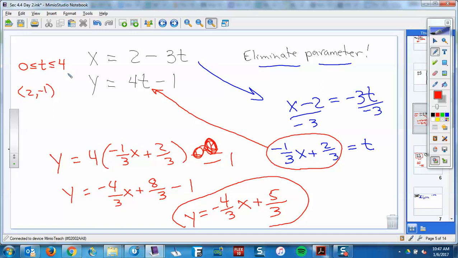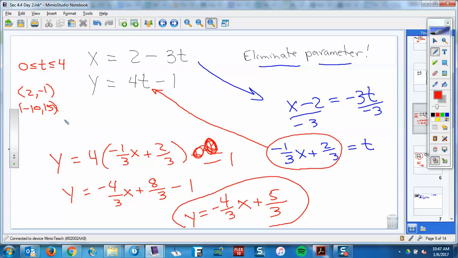Put a 4 in. 2 minus 12 is negative 10. And 16 minus 1 is 15. So this is going to be a line that starts at 2, negative 1. It just gets to your understanding of what these things represent. The t's represent the time. So it's going to begin at that, and it's going to end at that. You just plug those values in to get your x and your y, which are your coordinates on your graph. So you just have to understand what those things represent.